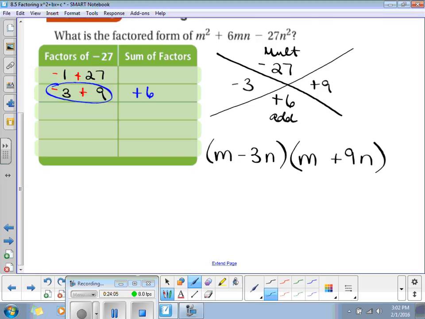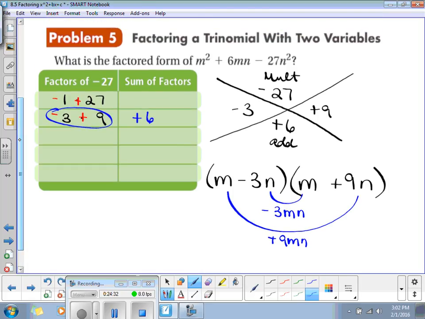To check them again, negative 3 and m. So that's going to be negative 3 m times n. Remember, you write it alphabetically, right? And then over here, m times positive 9n. Very good. And when you add those, you get positive 6mn. Is everybody clear? Yep.